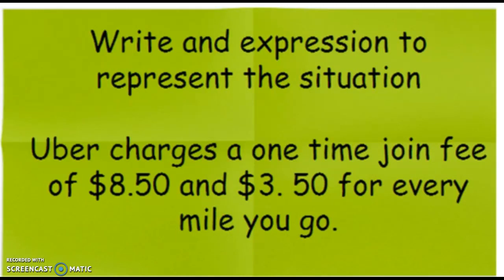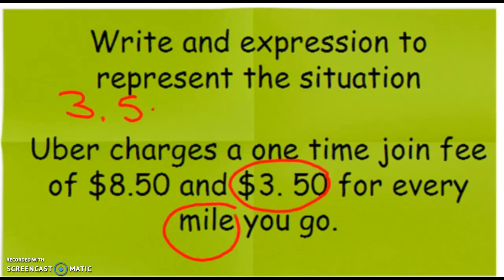It's $8.50 and then $3.50 for every mile you go. So since $3.50 and miles go together, you're going to have 3.5m. And then you've got to add on the 8.50 to the end of it. So your answer should be 3.5m plus $8.50.